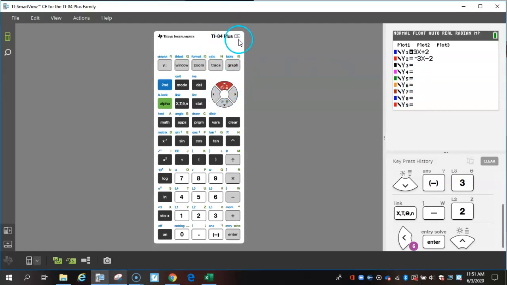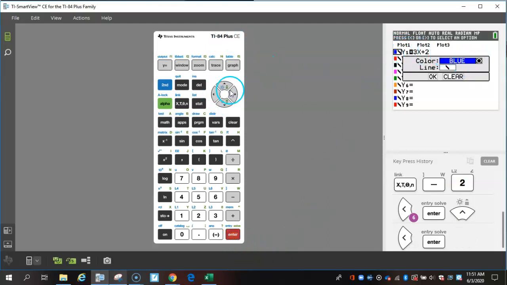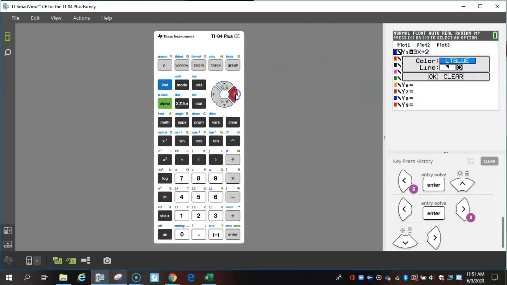Right now I'm using the TI-84 plus CE. I could scroll over to the left and I can click this. So here I can change the color of the line, and I can change what I want my line to look like. Some of these are for inequalities, some are dashed and dotted lines, and then there's thicker lines as well.